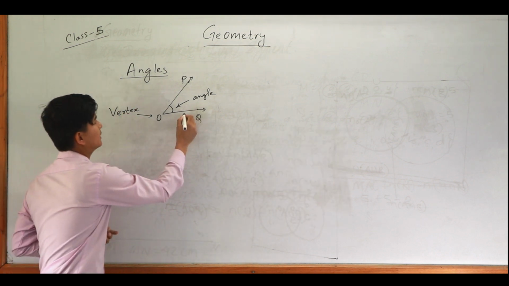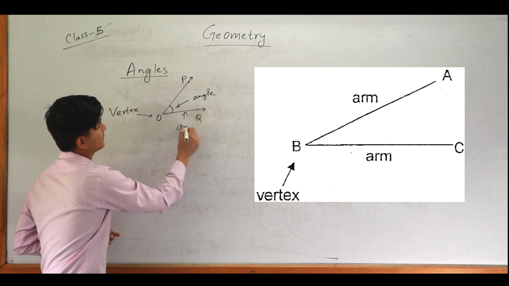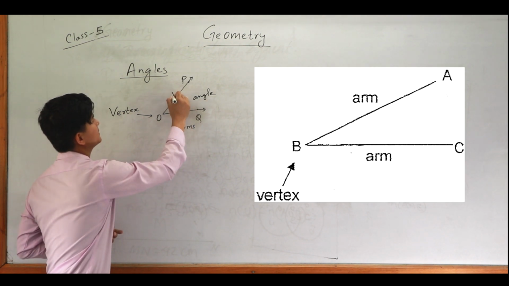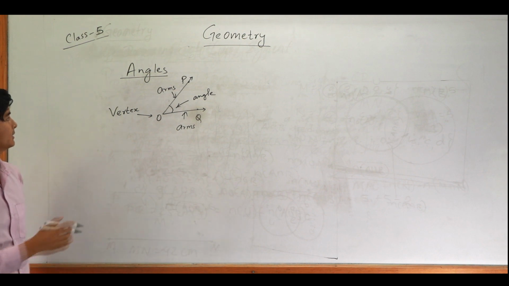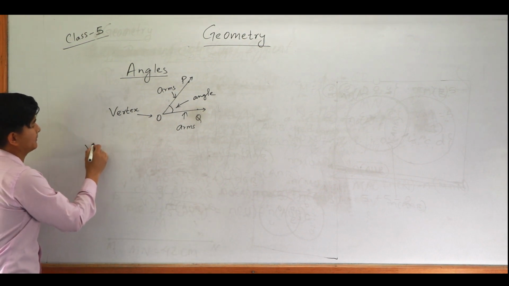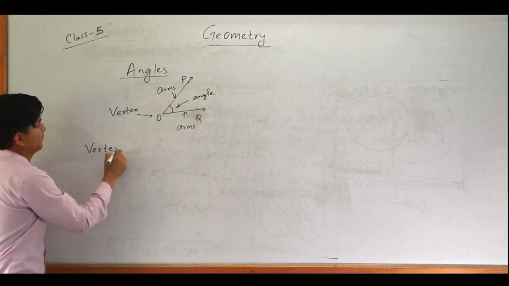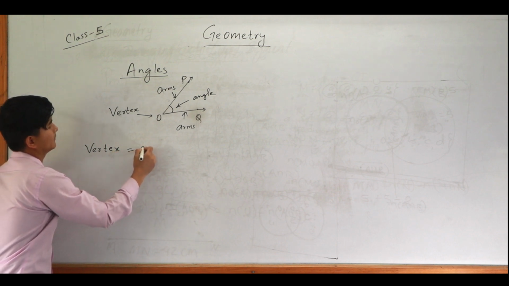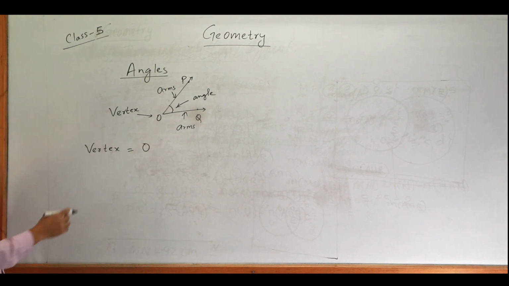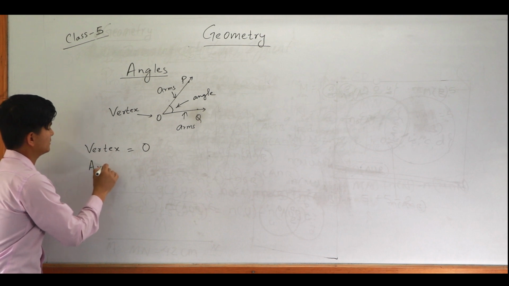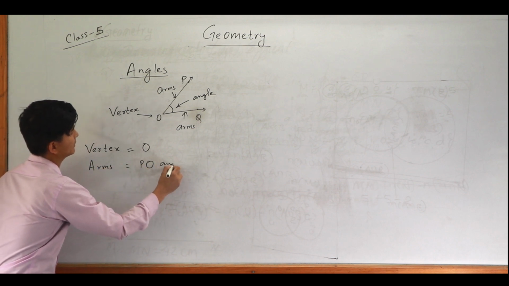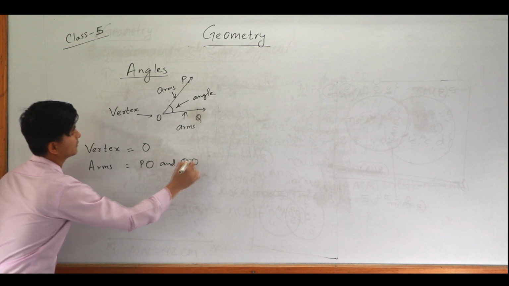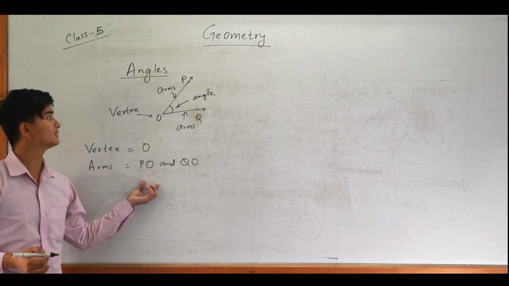And what about this one? This is arms. These two are our arms. Okay, so here we can write vertex, which is O, and arms, which are PO and QO. These two are our arms.